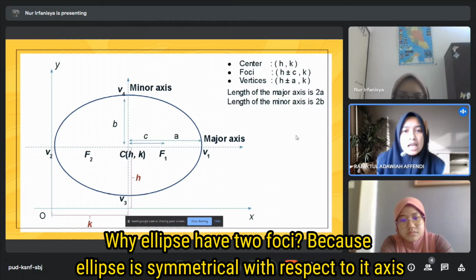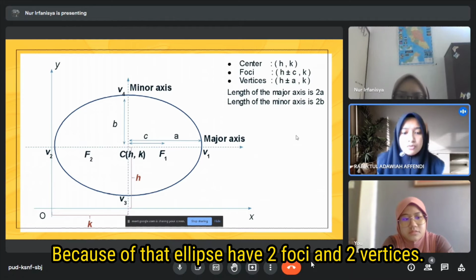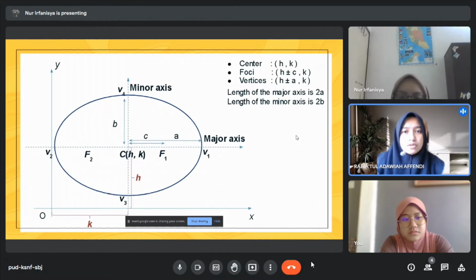So why does an ellipse have two foci? Because an ellipse is symmetrical with respect to its axes. Because of that, an ellipse has two foci and two vertices. We can also see here that there are two values of a for the vertices, positive a and negative a.